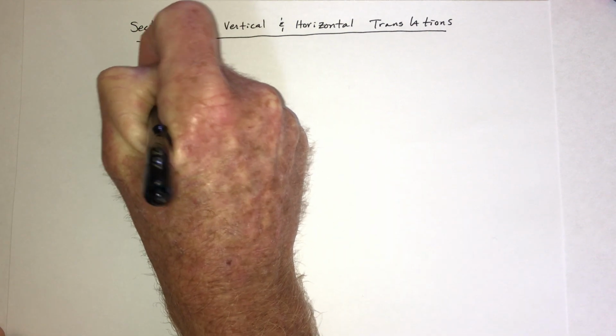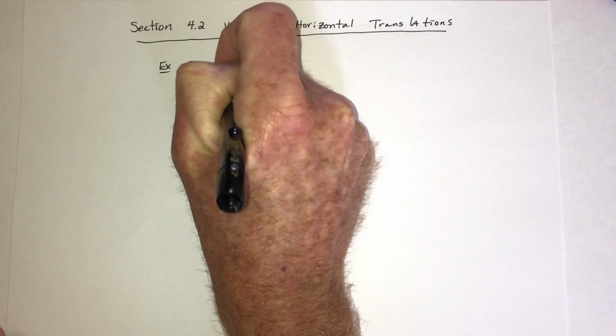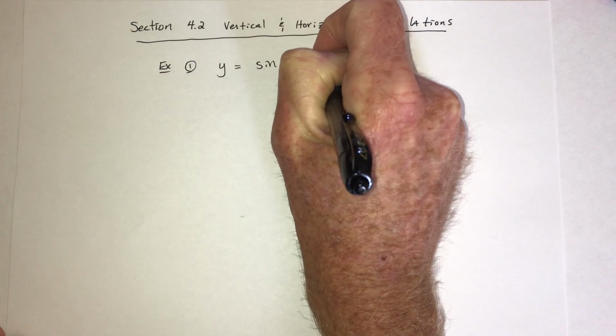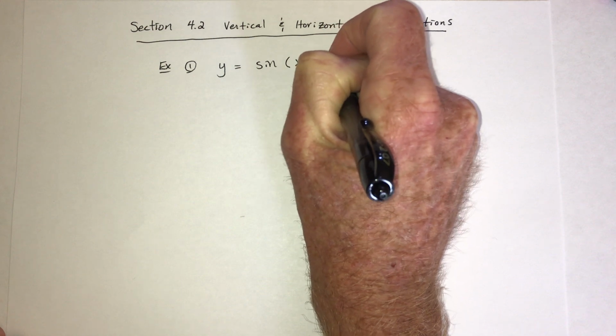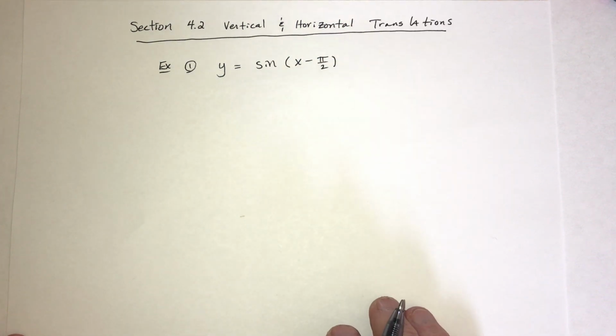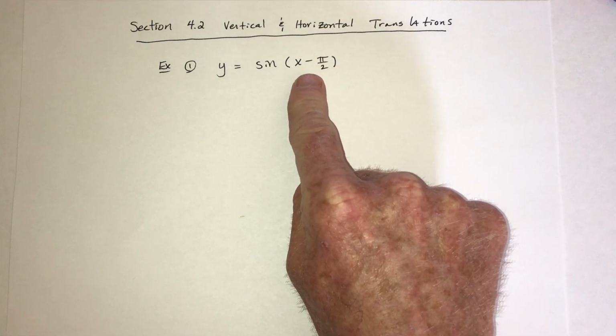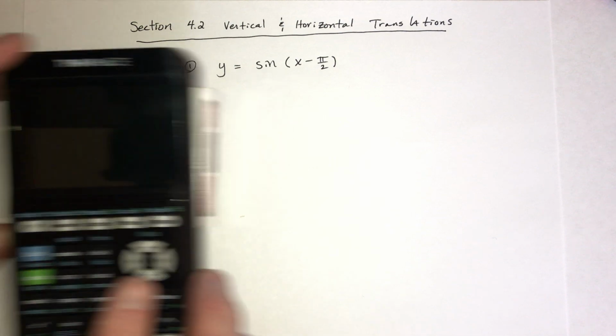Number 1. So we'll just start off with sine, and then what if it was x minus pi over 2? Now it may not be obvious when you look at this that it shifts it to the right, but it actually shifts it to the right.